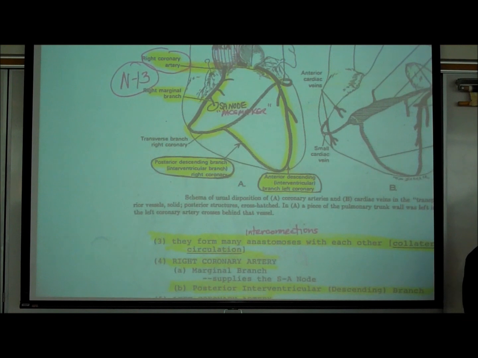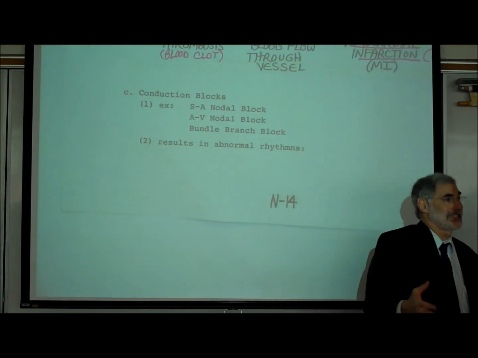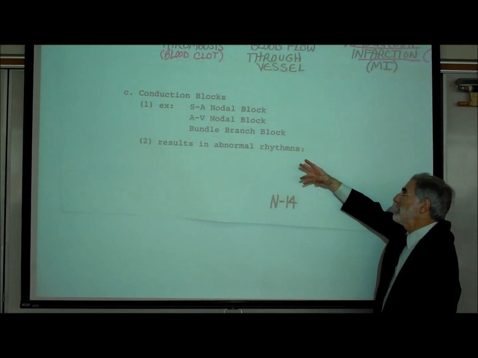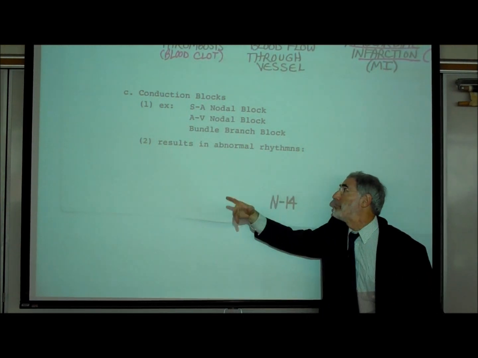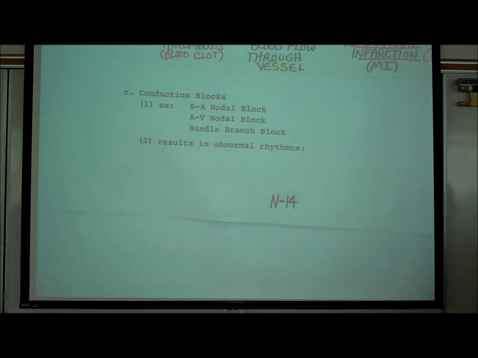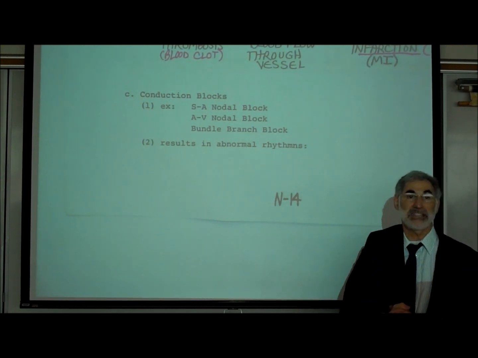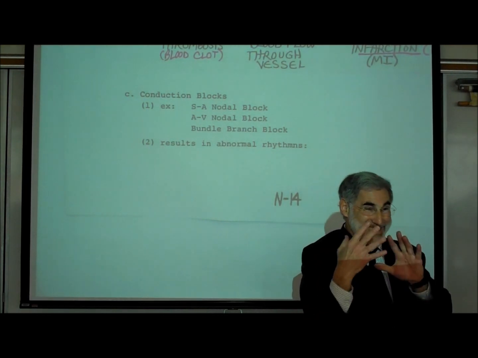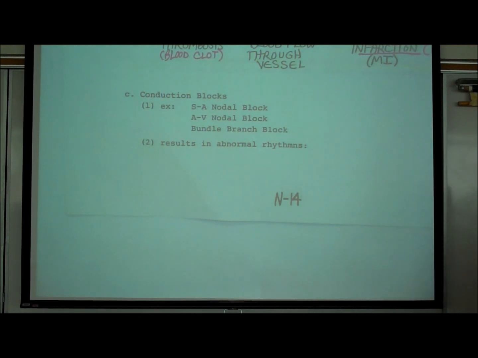It's not conducting normally. So what do we call these? These are called conduction blocks. The conduction of the electrical current isn't normal. So it could be a conduction block at the pacemaker, at the SA node, at the AV node, a bundle branch block. So any ischemia or infarction involving the electrical conduction system is known as a conduction block. It's blocking the conduction of an electrical signal, an electrical current, the action potential.